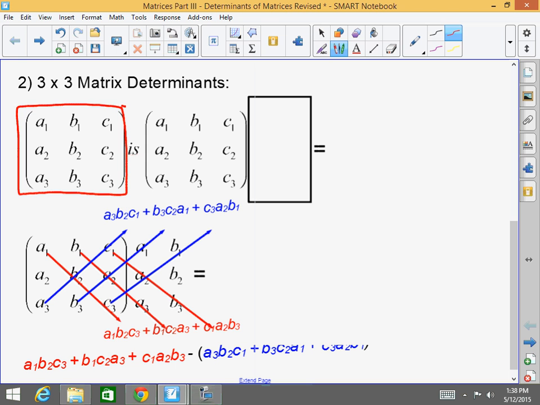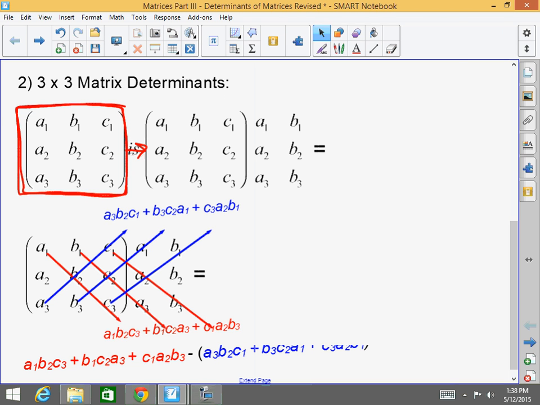When you have this 3 by 3 matrix here, go ahead and rewrite it. And then add the first 2 columns right next to it. Don't include them in the matrix. Just write the first 2 columns right next to the 3 by 3 matrix. Then I'm going to find 2 sums. Okay? So you can see the red and the blue arrows here.